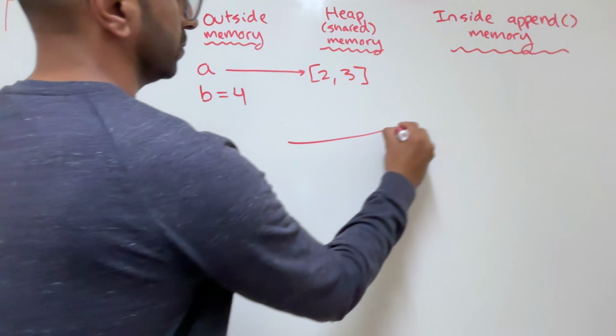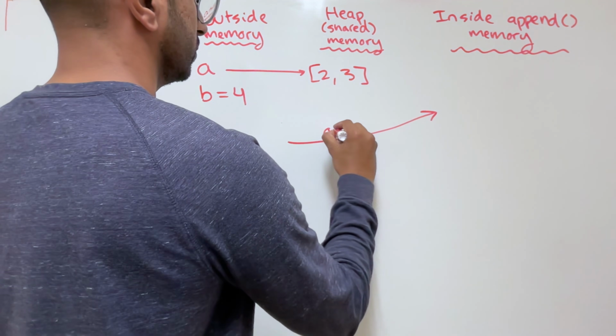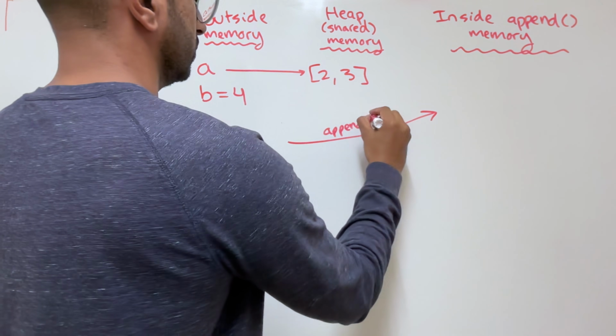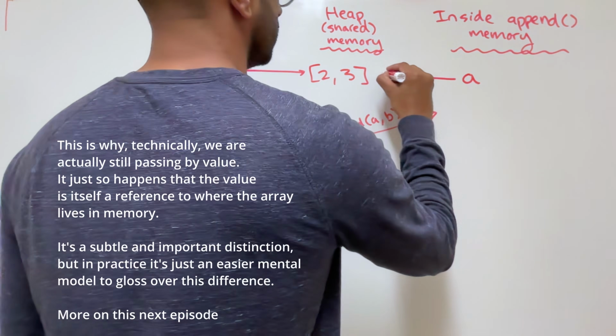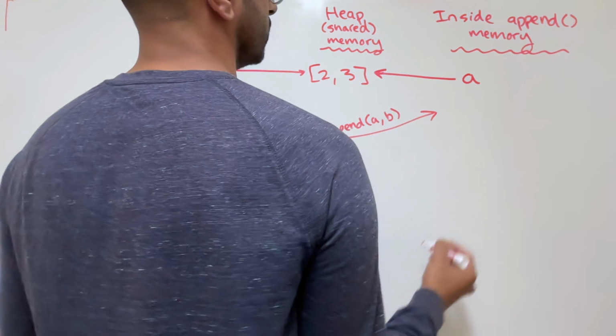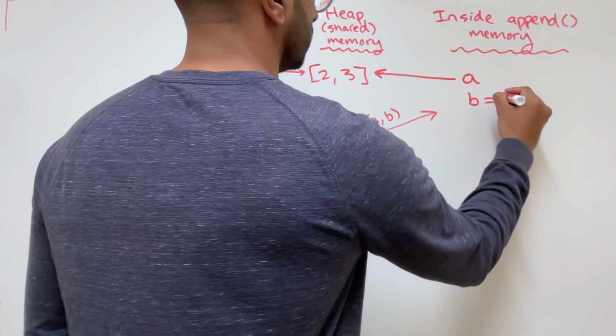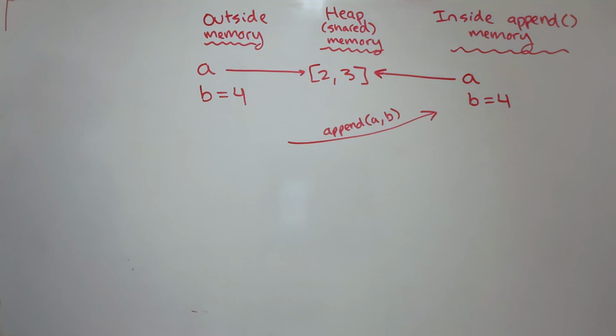A is not itself the value 2, 3, but rather a reference to the place in memory where that value is stored. So in our append function, when we get a local copy of this first variable array, we don't get the values 2, 3. We actually get the reference to where that value is stored. The second argument is just the plain number 4, which is a primitive and it's passed by value. So our local copy of that value is actually the value 4.